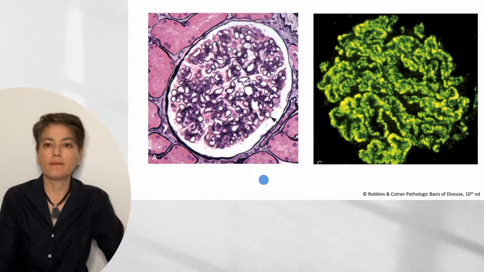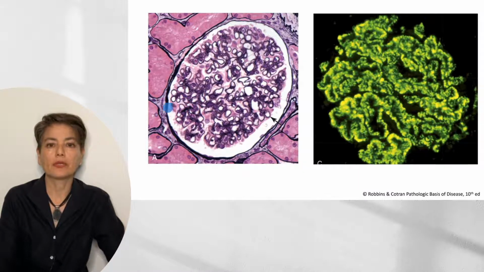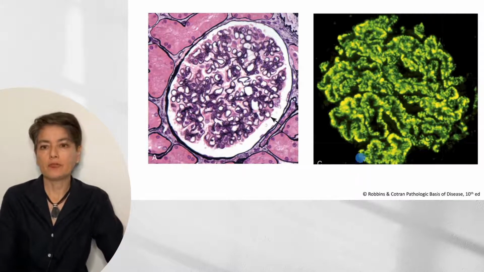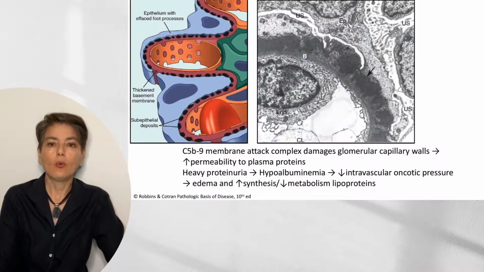So here is the morphology. What you can see here is that we don't have a particularly hypercellular glomerulus. This is a silver stain, and you can see how the basement membrane is thickened. It's quite thick around these capillary loops. These are wire loop lesions. And if we look at immunofluorescence, you can see this granular staining, again telling you that you have your antigen-antibody deposition. Now, what's causing this?